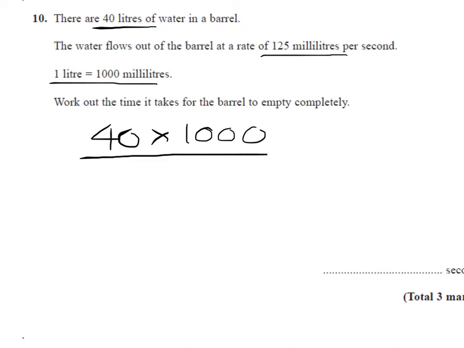Now if I divide that by 125, because it's losing 125 every second, that will tell me in total how many seconds it will take for it to completely empty. And if you use your calculator, it's pretty simple to do that. 40 times 1,000 divided by 125, you will see the answer is 320 seconds.